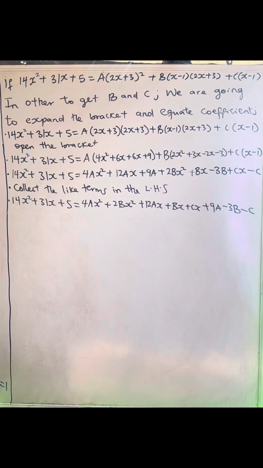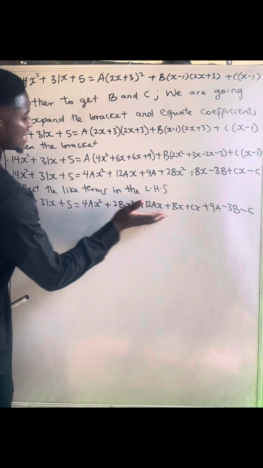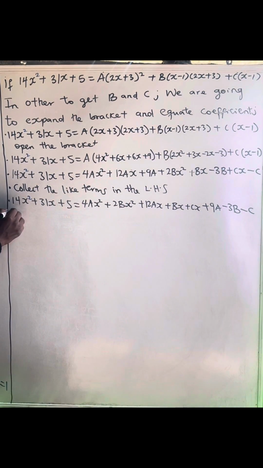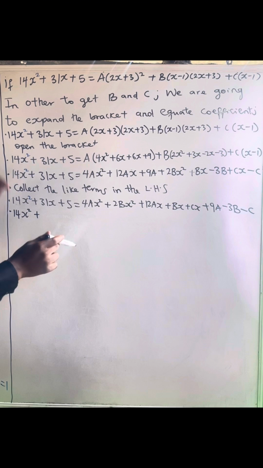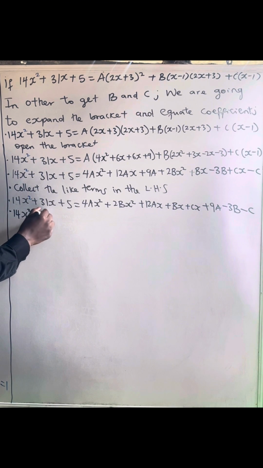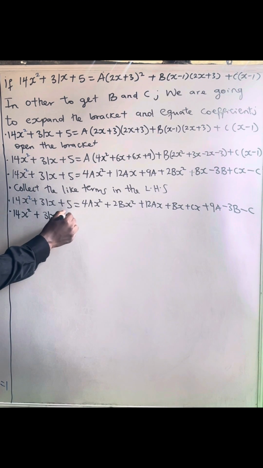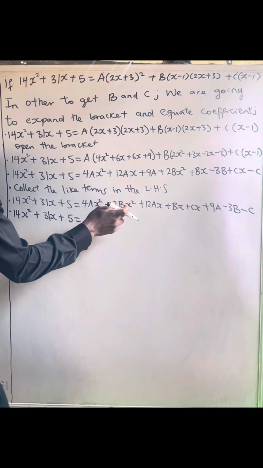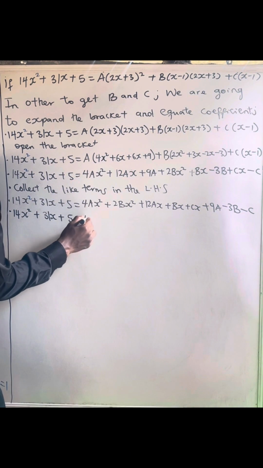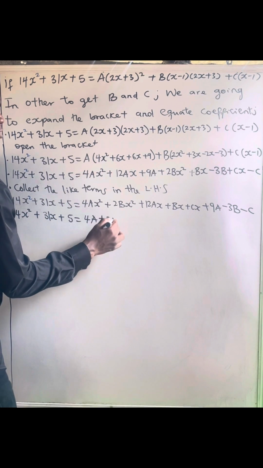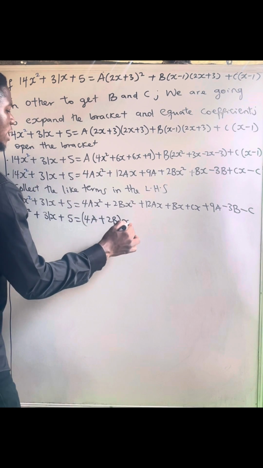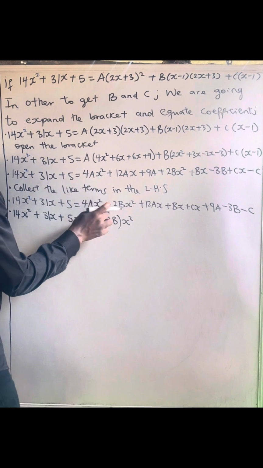Guys, before we equate coefficients, let me simplify this one more time. So I should have it as 14x squared, because guys, you have to know something. There should be a square at the top of this right hand side, because from the question there is a square. So this should be 14x squared plus 31x plus 5 equals, what is common to this and this is x squared, so that can just be 4a plus 2b times x squared, because if I use this x squared to open a bracket, I will still get this back.